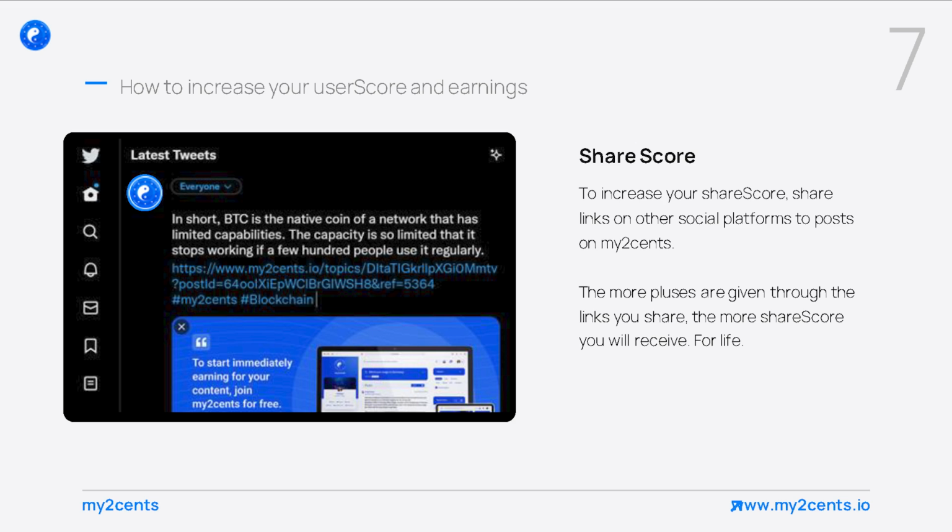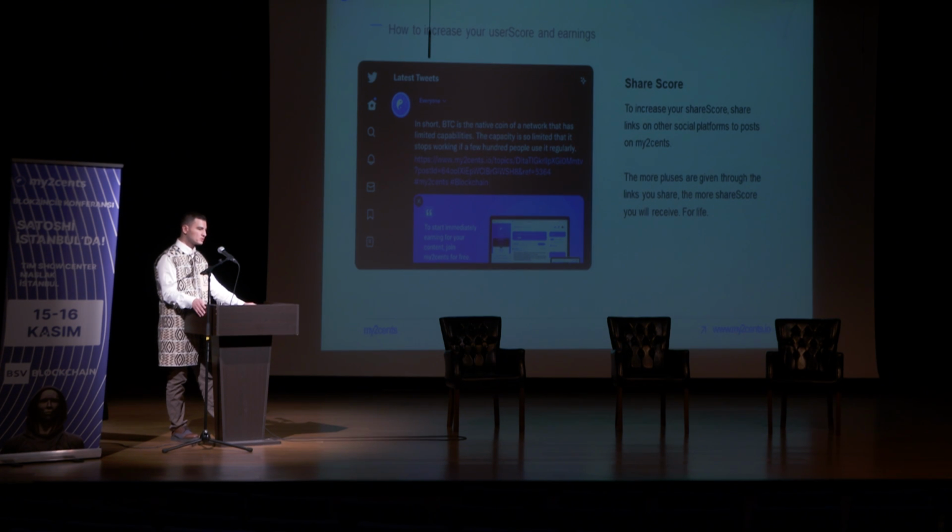Share score increases if you share the content on My2Cents on other platforms. We have a paper plane button under every post. If you use that paper plane button and share a link on other websites, and somebody comes and pluses that content that you shared, you will get a share score. Share score is really lucrative. We would like to incentivize people to share our content, I mean My2Cents content, on other websites. You can share your own content there. You can share other people's content there. Your share score will increase if somebody comes through your link and pluses that specific content.